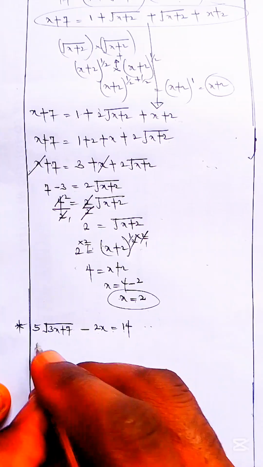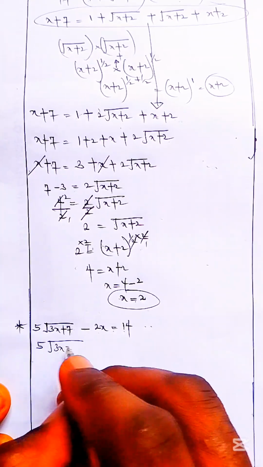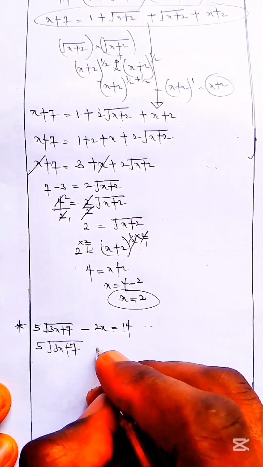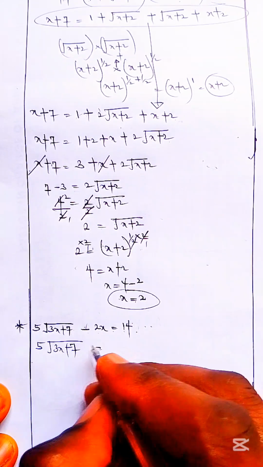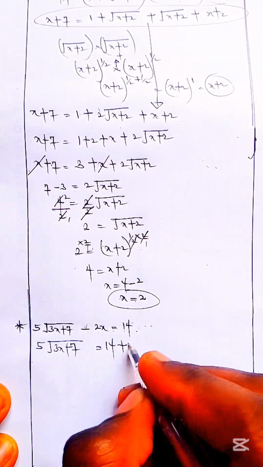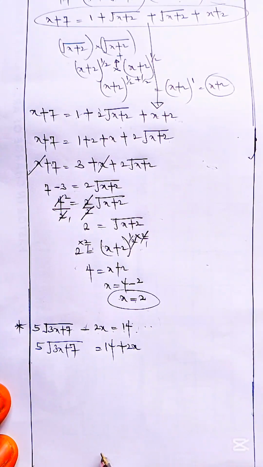So that will be 5 root 3x plus 7 equals, minus 2x crosses. Whenever a number crosses the equality sign, the sign changes. 14 is here waiting. 14 plus 2x right here. So what do we have next?